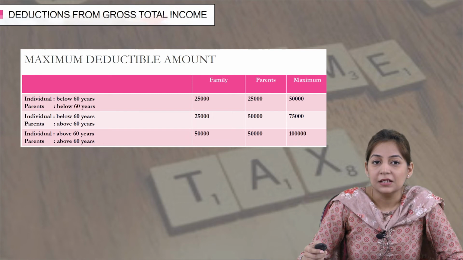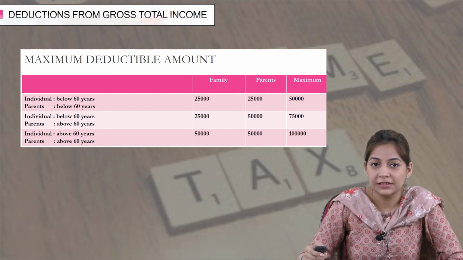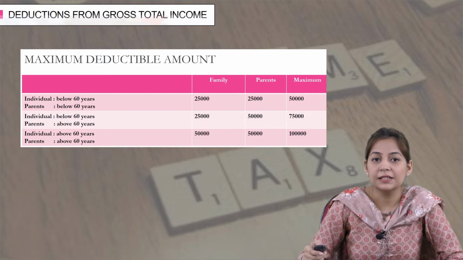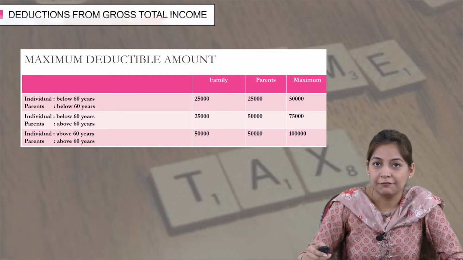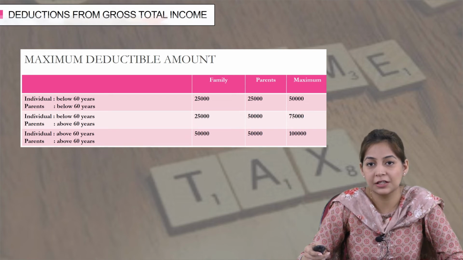Next, in the case of an individual who is below 60 years, again the limit will be 25,000. But if the parents are above 60 years, in that case there is an additional deduction of 25,000, that makes 50,000. So, for family it will be 25,000, for senior citizen parents 50,000. So, the maximum deduction that he can claim is 75,000 rupees.